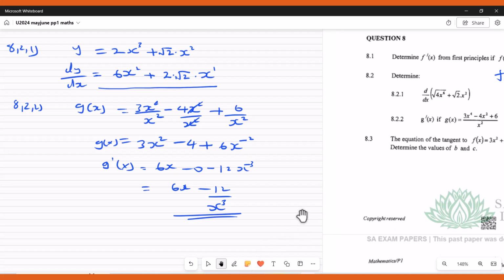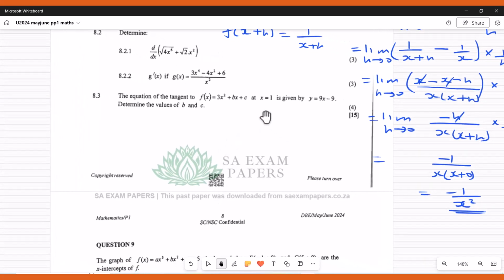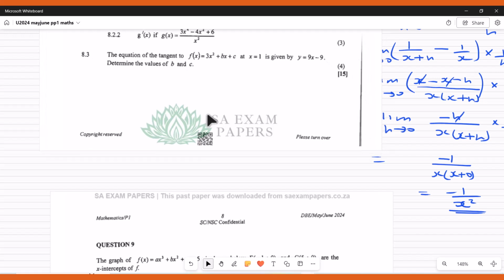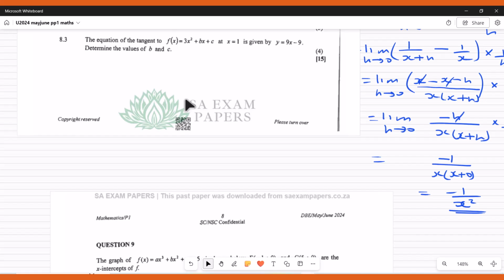Let us proceed here. They said now the equation of the tangent to f, if x is 1, is on here. Determine the values of b and c. So we need b and c. Now to get our b and c, because we know that a tangent is a line that touches the function at only one point, whereby both of them have the same gradient at that point. So we're going to find out what to do just now. Let me get some space here.